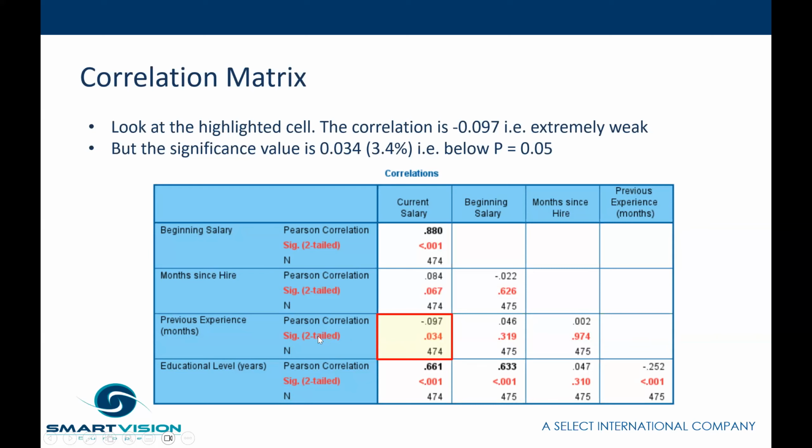Sig two-tailed means it doesn't care if it's a negative or a positive relationship. It's still less than 0.05. So technically speaking, if our alpha level, our arbitrary cutoff point, is 0.05, and anything below 0.05 is, to use the dreadful term, statistically significant, then this is a statistically significant correlation, because we are rejecting the null hypothesis that the correlation between previous experience and current salary is 0 in the population. And we're saying instead, no, it's actually not 0.